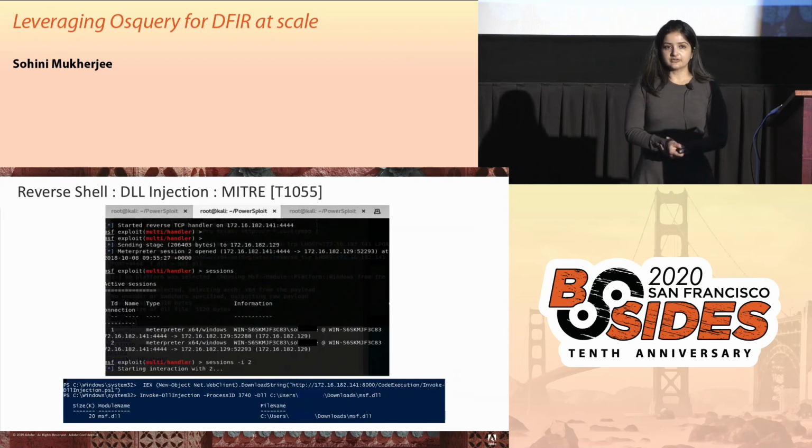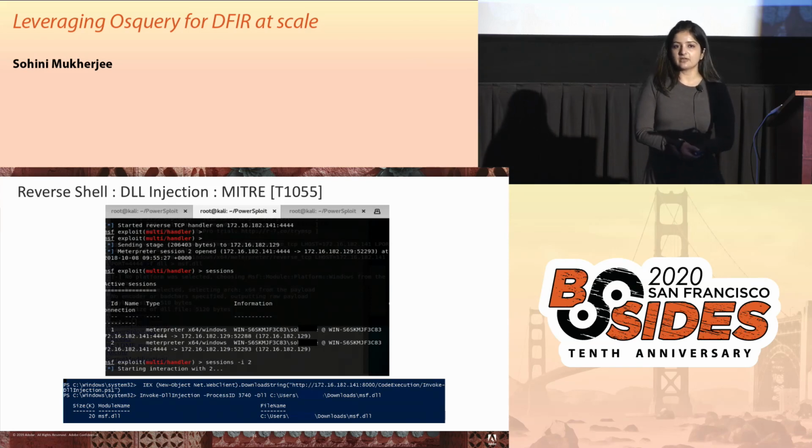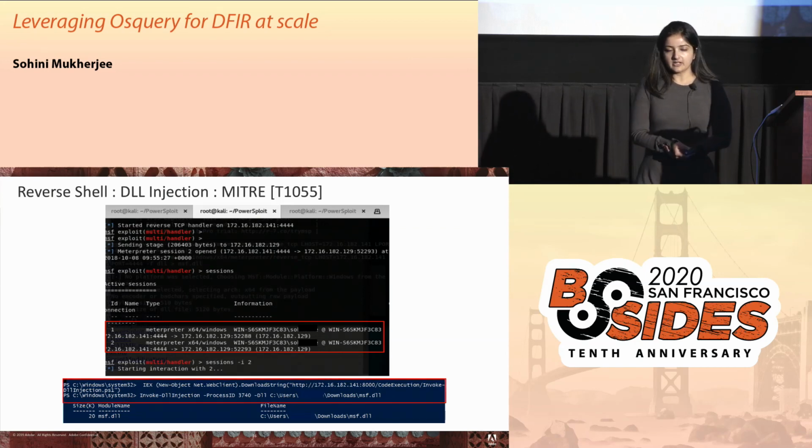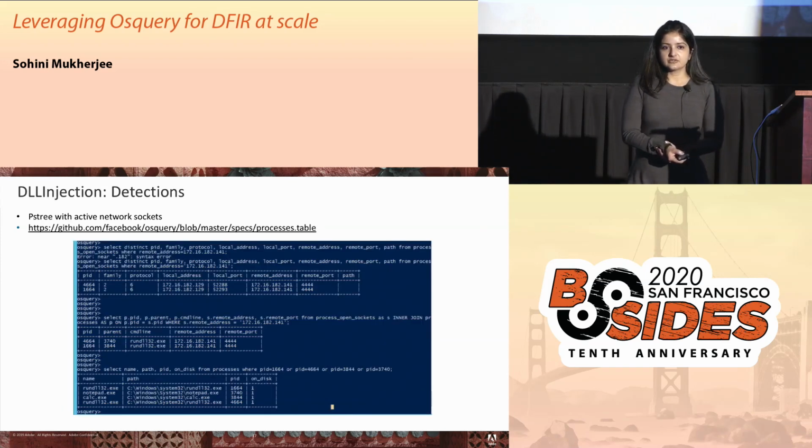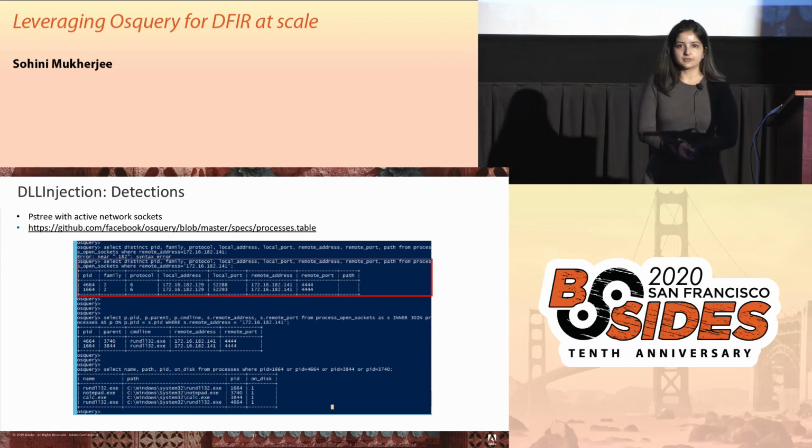One more, and the last of our reverse shell scenarios, on DLL injection. This maps to the MITRE ATT&CK technique T1055. A Meterpreter session is open on the attacker box, and what the attacker did here is drop a malicious DLL, msf.dll, into the downloads folder of the victim box. We are able to track the network connection that was open because of the Meterpreter session.